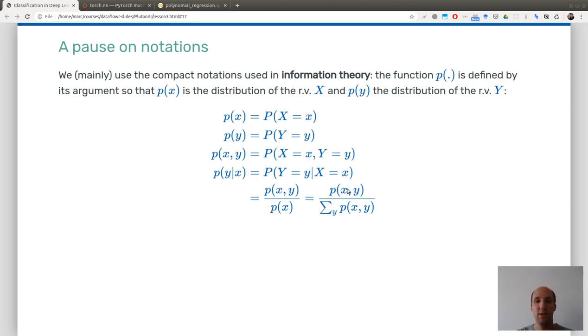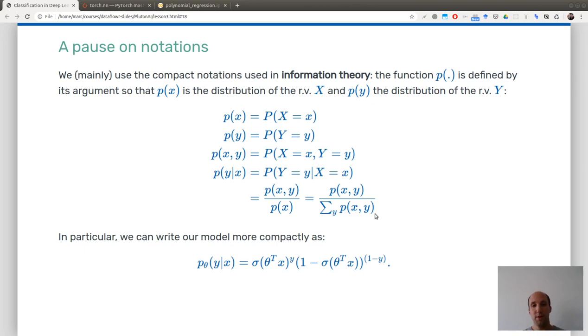So let's say everything is discrete. In this case, you know by Bayes' formula that this is simply the ratio of the probability that big X is equal to small x and big Y is equal to small y, divided by the probability that big X is equal to x. This is also called the marginal of this distribution, which is just the sum over y of p(x, y). These are the notations which are used in most papers in deep learning, so it is important to understand them.